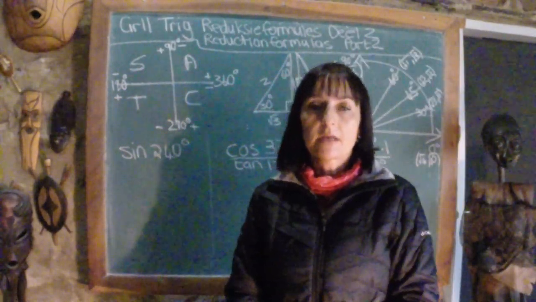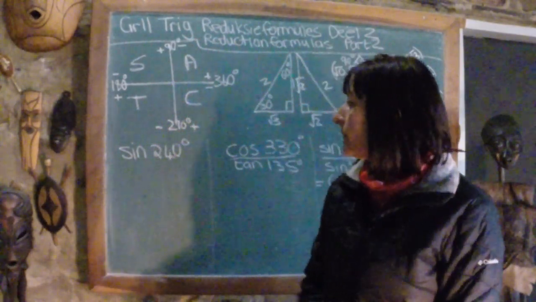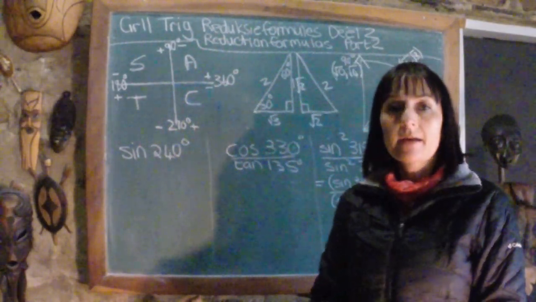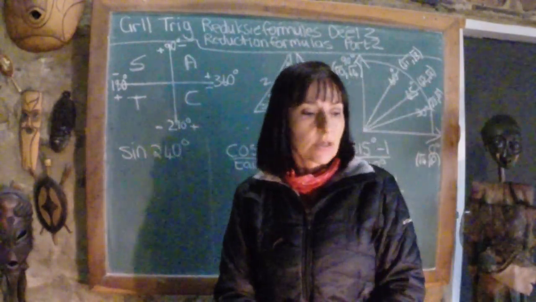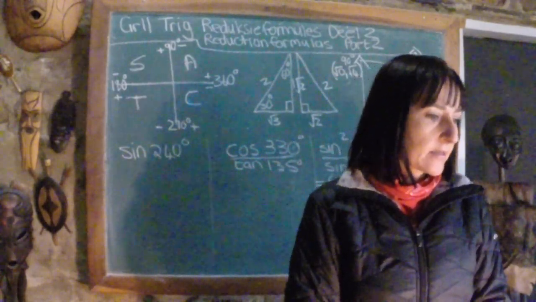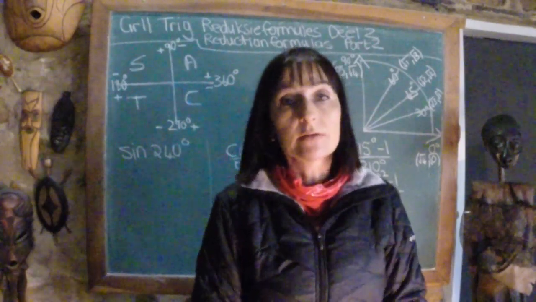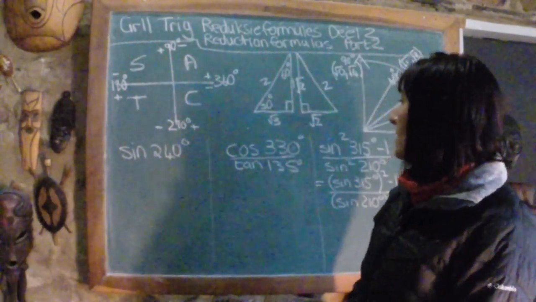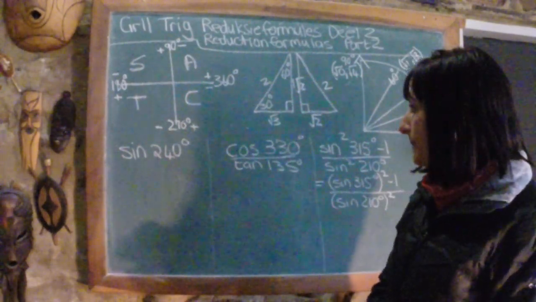We are busy with our second class of reduction formulas, but now instead of using angles like theta and alpha, we're going to use number angles. So the question in this case is: determine the value of each of the following expressions without using a calculator. Bereken die waarde van hierdie uitdrukking sonder om 'n sakrekenaar te gebruik.